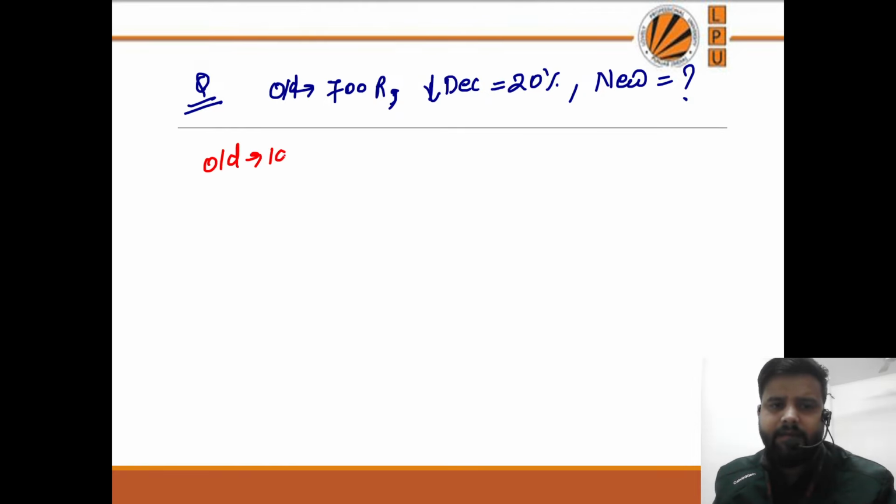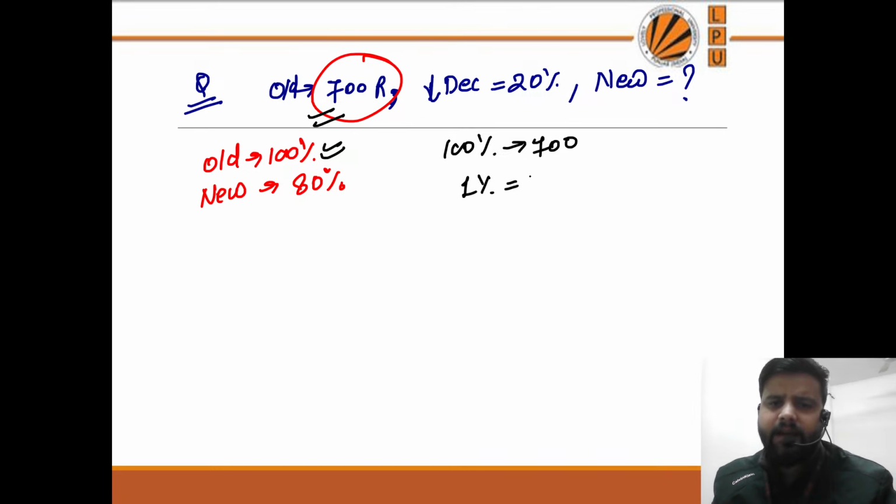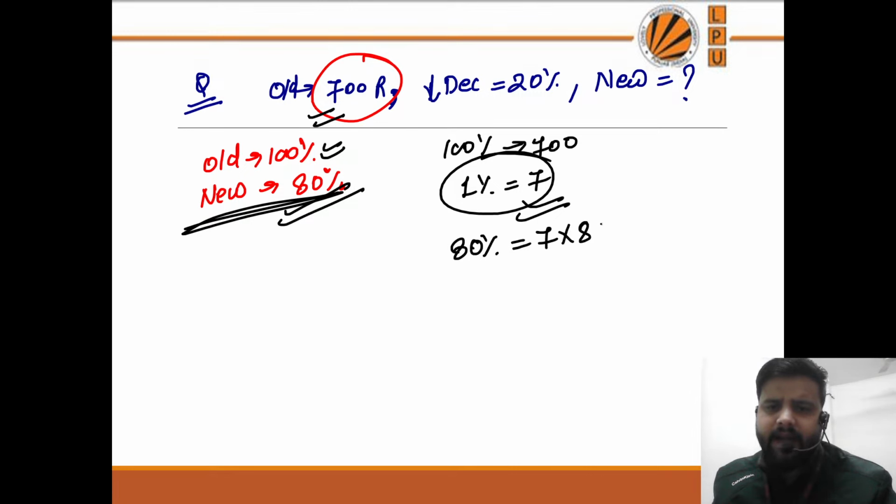Assume the old value as 100%, because it's 100% of itself. So the new value, since here is a decrease, will be 80%. And in the question you are given the old value, so you can compare this 100% with the old value. So 100% becomes equal to 700, and the value of 1% will be 7, isn't it? Now the question is asking for the new value, so you have to calculate the value for 80%. 1% is 7, so 80% would be 7 multiplied by 80, which gives you 560.